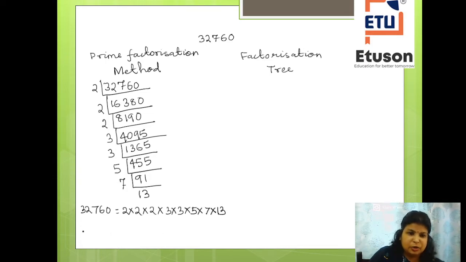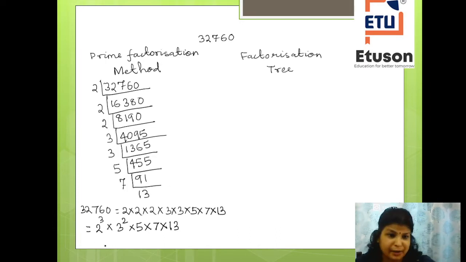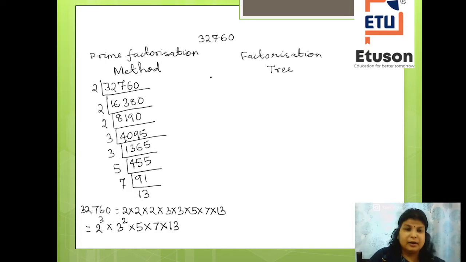Correct or not? So this can be rewritten in the form of exponents, that is 2 to the power 3 into 3 square into 5 into 7 into 13. So this is the way you can find out the factors of this number by using the prime factorization method. Now by using the factorization tree, how are you going to obtain the factors? So let us start. It is very simple.